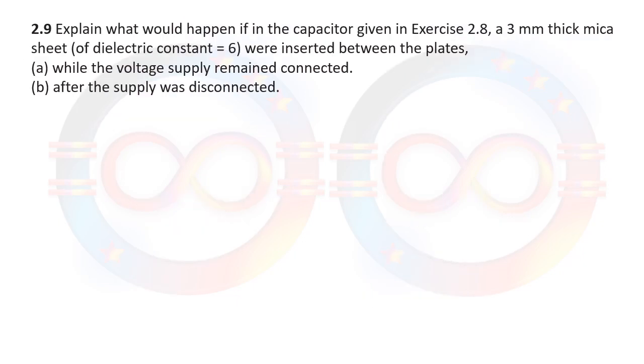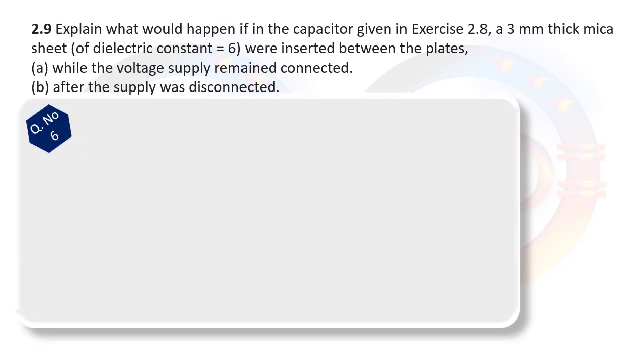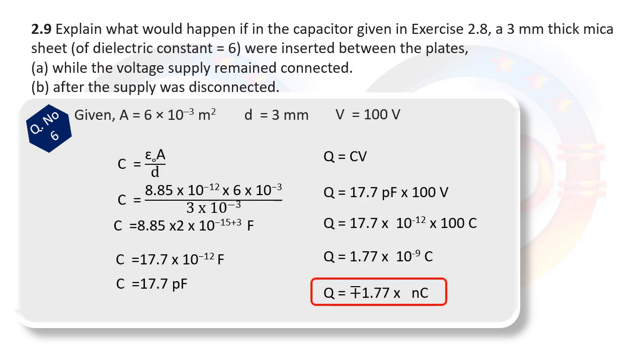In this question, it is saying explain what would happen in the capacitor given in the previous question if a 3 mm thick mica sheet of dielectric constant 6 were inserted. The first condition is while the voltage supply remains connected. In the previous question we have already obtained two things: first, the capacity, 17.7 picofarad, and the charge on the capacitor when connected to a 100 volt supply, that is 1.77 nanocoulomb. The first plate is positive, another one is negative.